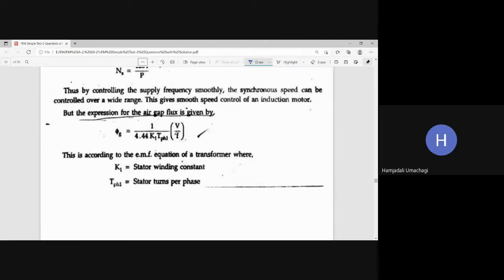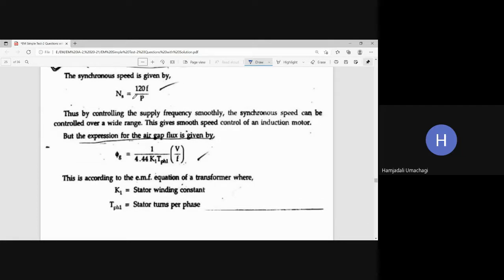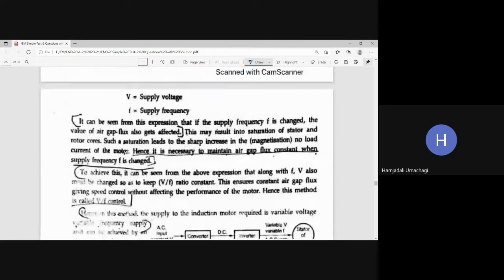Whenever we are controlling the frequency in order to control the speed, care should be taken that the flux does not get saturated. If it gets saturated, the no load current is going to increase. So the air gap flux should not be increased, but should be maintained constant. If I want to maintain this air gap flux constant, what measure should I follow?